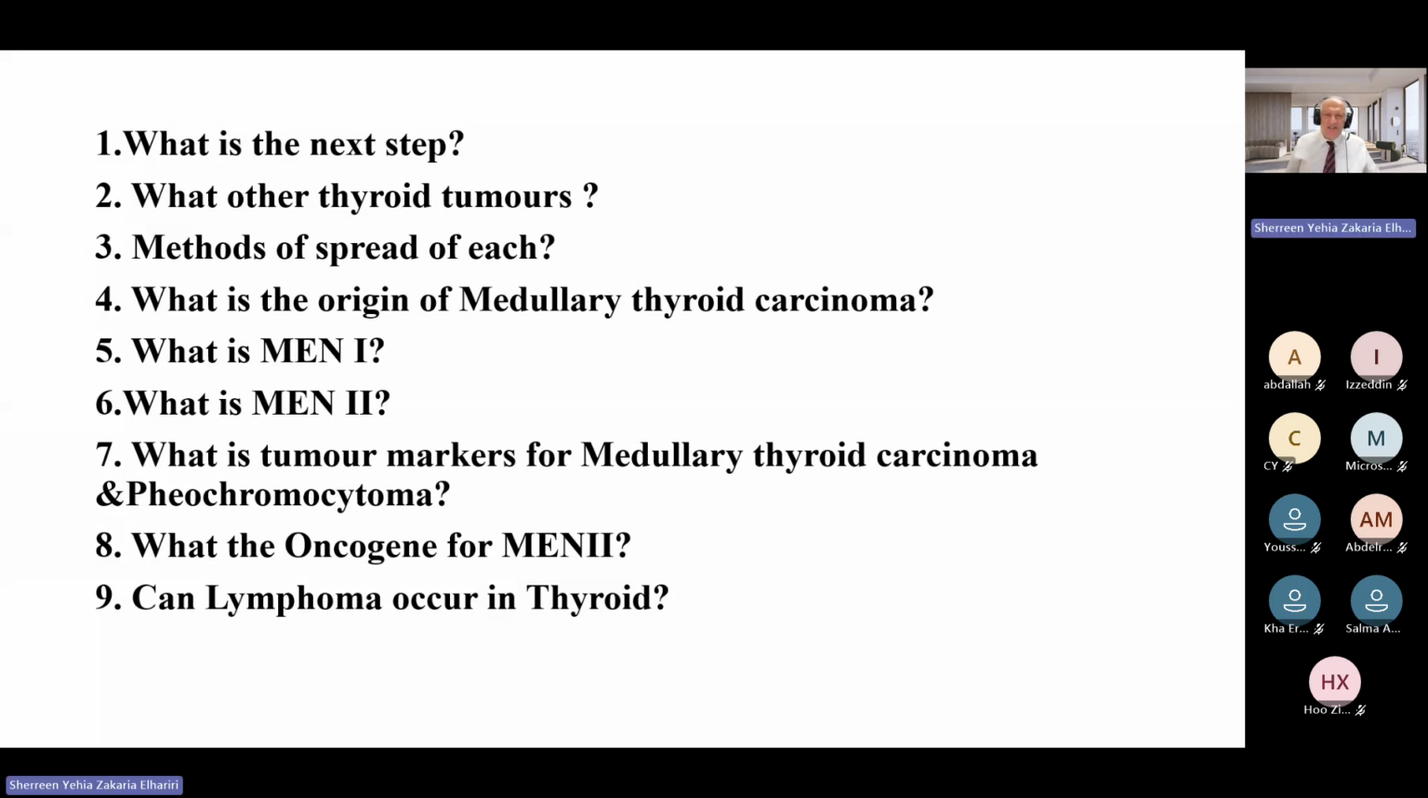What is the origin of medullary thyroid carcinoma? Parafollicular C cells. So what is multiple endocrine neoplasia type 1? It is a group of hereditary disorders related to endocrinological problems: parathyroid hyperplasia, pancreatic tumor, for example insulinoma, and pituitary tumor. What is multiple endocrine neoplasia type 2? It is a combination of pheochromocytoma, medullary thyroid carcinoma, and parathyroid. What is the tumor marker for medullary thyroid carcinoma?